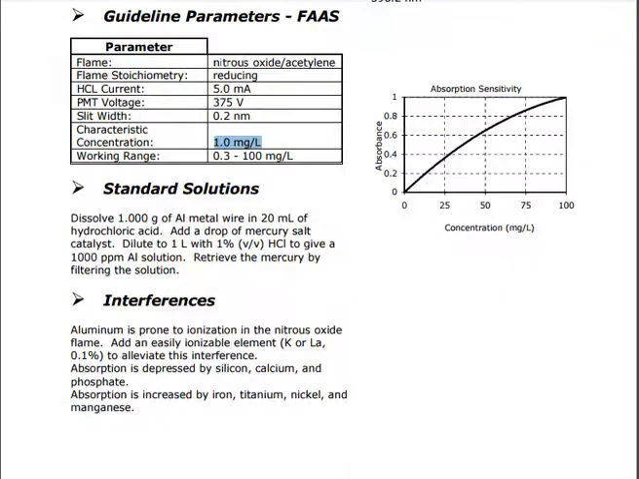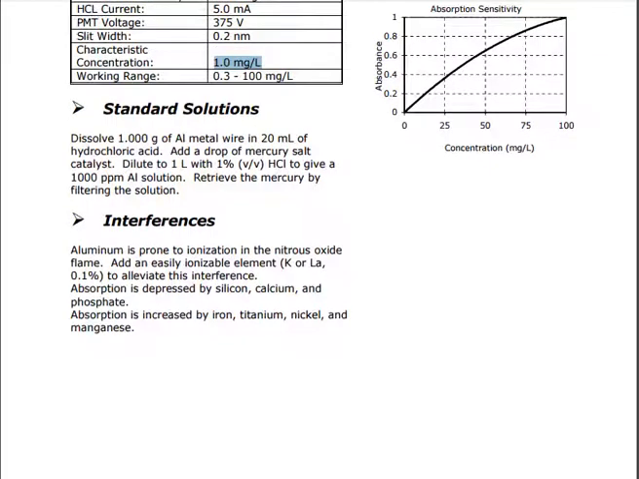On the cookbook page, you will also see an area that will tell you how to prep an aluminum standard if you had to prep one yourself from scratch. Typically, these metals are ordered, and these metals are prepped from a liquid solution. 1000 ppm is the typical concentration. And then finally down here at the bottom, you see some interferences. It says aluminum is prone to ionization in the nitrous oxide flame. So we need to add potassium or lanthanum to alleviate the interference. If you have silicon, calcium, and phosphate, the absorption is depressed. But if you have iron, titanium, nickel, and manganese, the absorption is increased. So this tells me there's going to be some fluctuation with the absorbances depending on my metal concentration. And this is where I find all of that information.